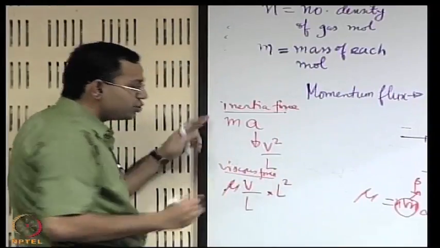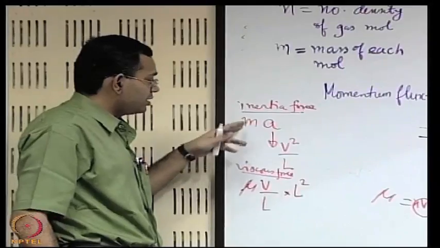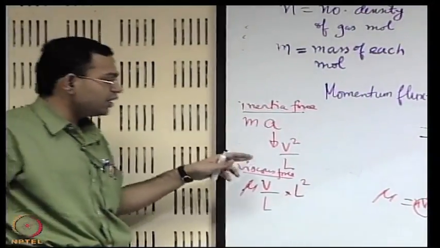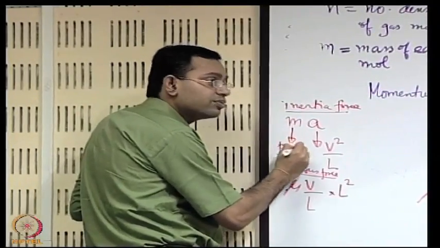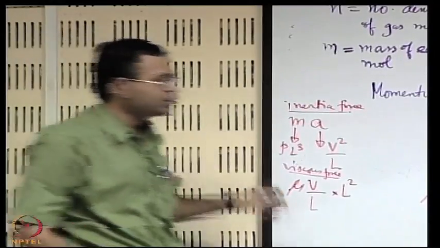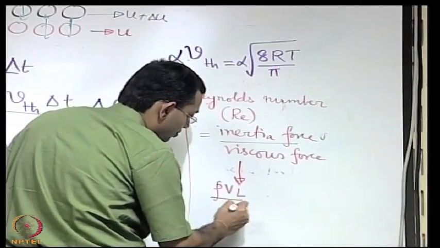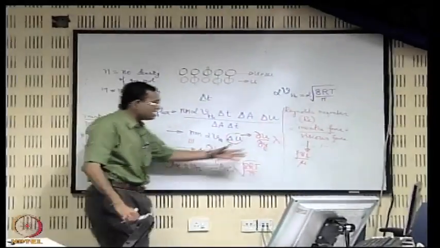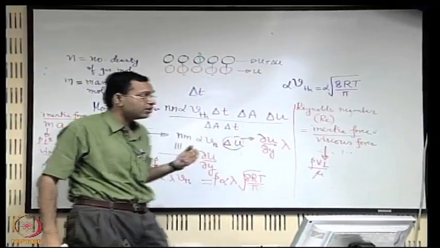So if you find out the ratio of these two, what will you get? Now when you write the mass into acceleration, you have to keep in mind that the mass is the density times the volume. So the mass is rho into L cube in terms of dimension. So if you find out the ratio of these two forces, what you will get is rho into v into L by mu. So this L is what? It is a characteristic length scale of the system. We have earlier discussed what the characteristic length scale of the system is.